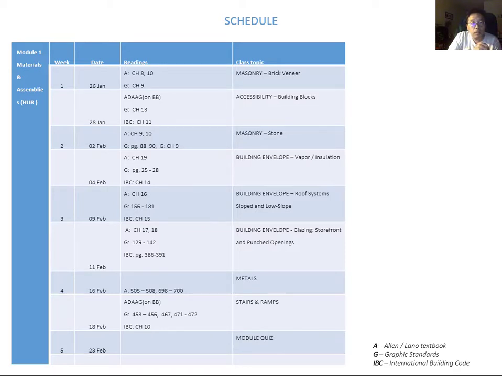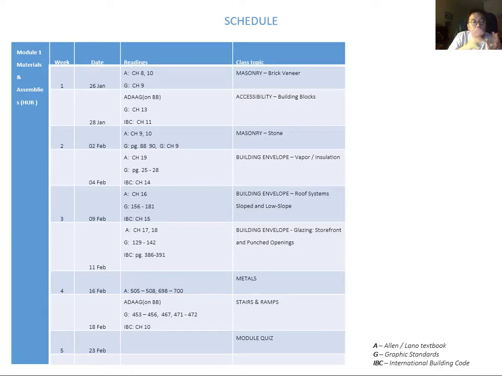The stair and ramp topic relates more to the code. We discussed the design part in the 445 class, but this semester I'm covering the basic code requirements for designing stairs and ramps. And the last day of this class, we will have the module quiz.